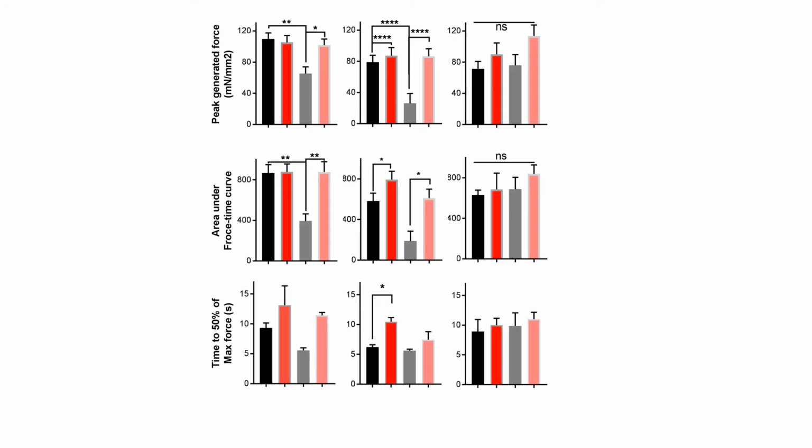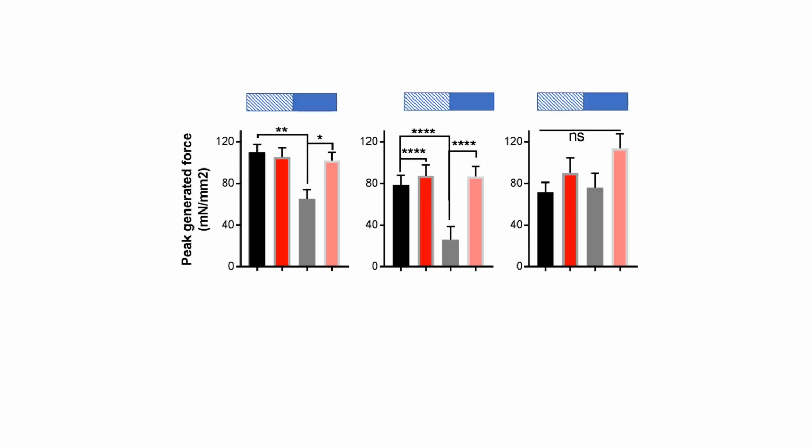Here what we have is 3 different contractile parameters: peak generated force, area, the total area under the force time curves, and the time to 50% of the maximum force generated. For example, here I indicated the peak generated force, low potassium, high potassium, and with or without adrenergic stimulation. Overall 12 different conditions.